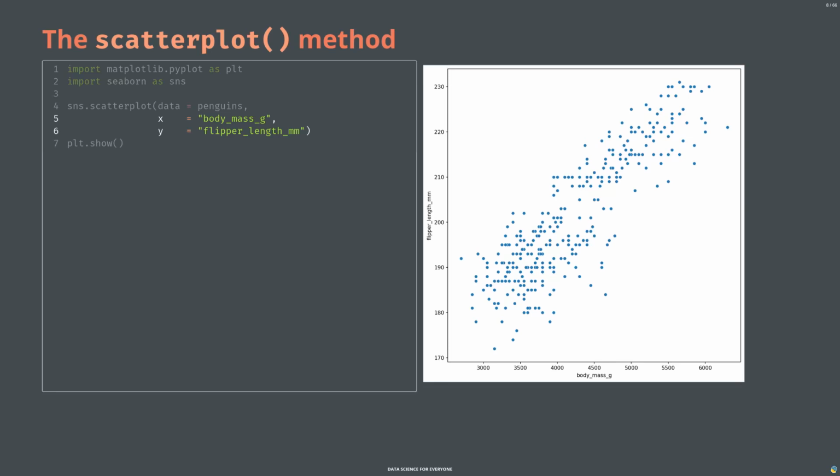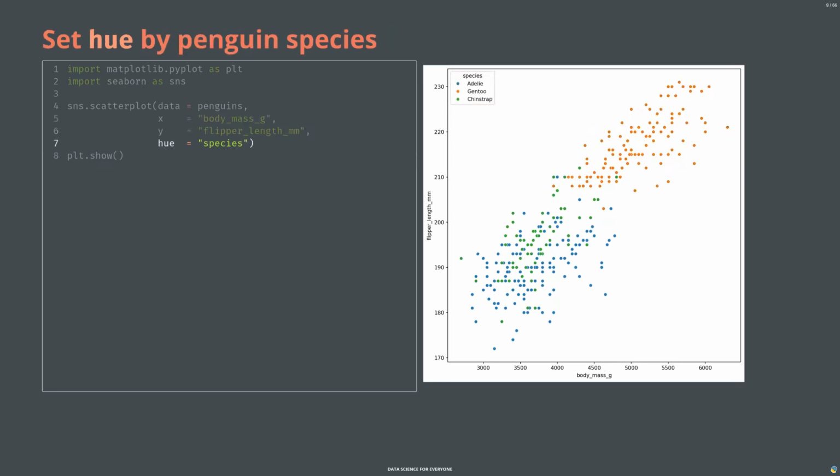Penguins with larger body mass tend to have larger flipper lengths. But what if we want to know which points represent which species of penguins? Seaborn makes it super easy to do. To show which data point represent the different penguin species, we use the hue parameter. Just set hue equals to species, the name of the column in our data frame. Seaborn will automatically color each point based on the penguin species. It also adds a legend to the plot automatically, so viewers can easily tell which color represents which group.